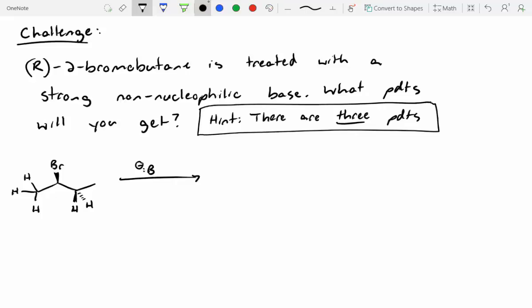I would say they're a little bit different. So let's do this. Let's color code them. And I'll say this one's blue and this one's red. All right, let's do reaction number 1.